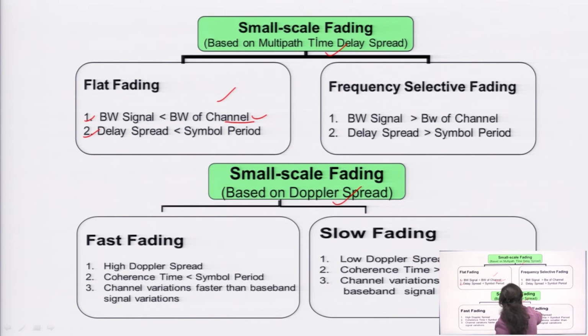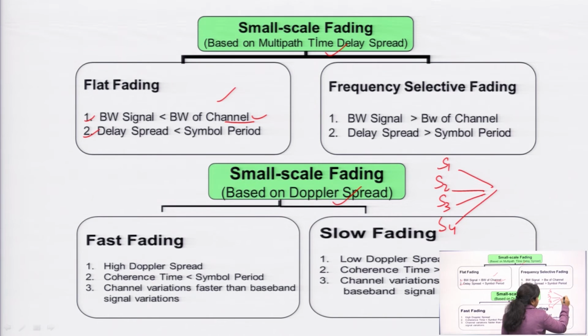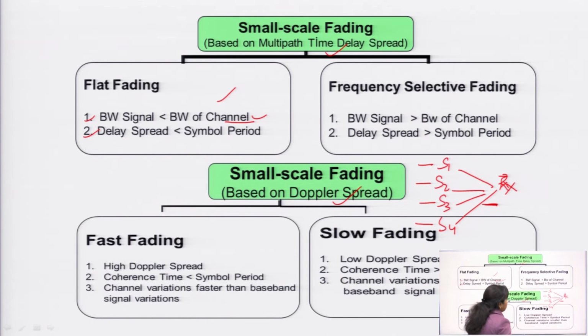This is required because, let us say, there are 4 stations S 1, S 2, S 3 and S 4. These 4 signals have to be transmitted and received at the receiver side. The bandwidth of these individual users is known as signal bandwidth, and the bandwidth of the channel is known as channel bandwidth. Channel bandwidth should always be greater than the signal bandwidth in case of flat fading. Also, the delay spread is smaller than the symbol period. So, these are the 2 points that you have to keep in mind for flat fading.